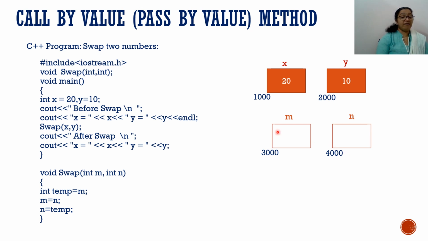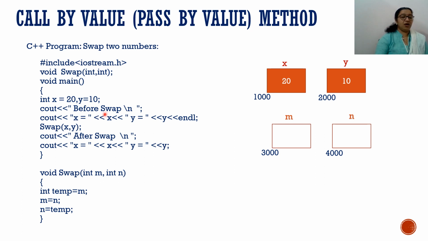So when you are using call by value method, these two actual parameters we are passing to the formal ones. Values of actual ones we are passing to the formal ones. So formal is in a different location. See, m is in 3000 location and n is in 4000 location. And temp also we created, that is also an additional one for swapping.